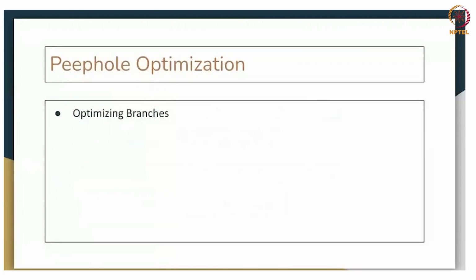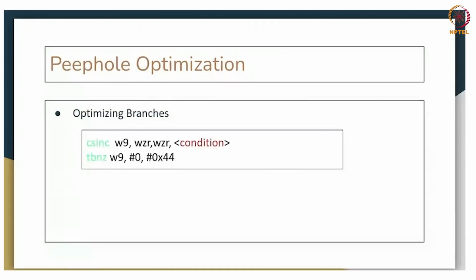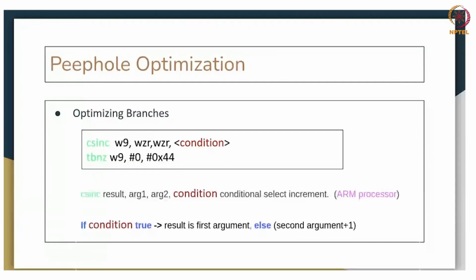We'll go through peephole optimization, like optimizing branches. Suppose you come across code like this: CSINC W9, W0, W0, condition; TBNZ W9, #0, 0x44. As I'm repeating, this is MIR, so the instructions are machine specific. CSINC on the ARM processor is condition select increment: result, R1, R2, condition. If the condition is true, the result is the first argument, else it is the second argument plus 1. The first argument is the result or destination register.